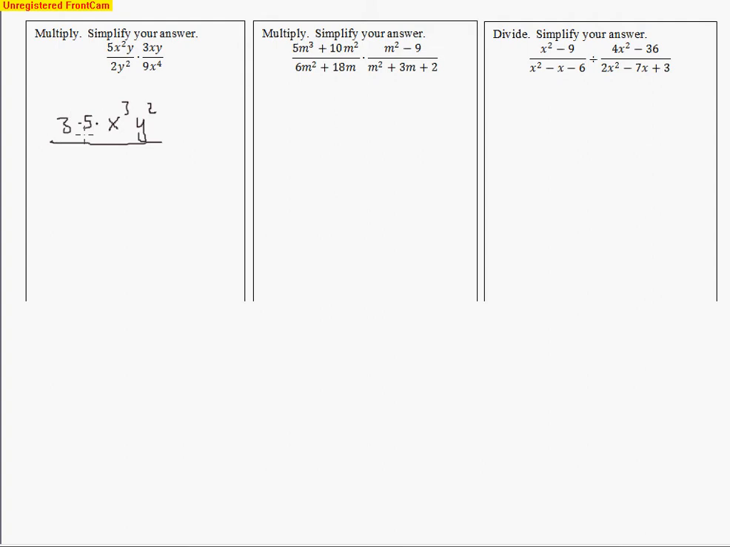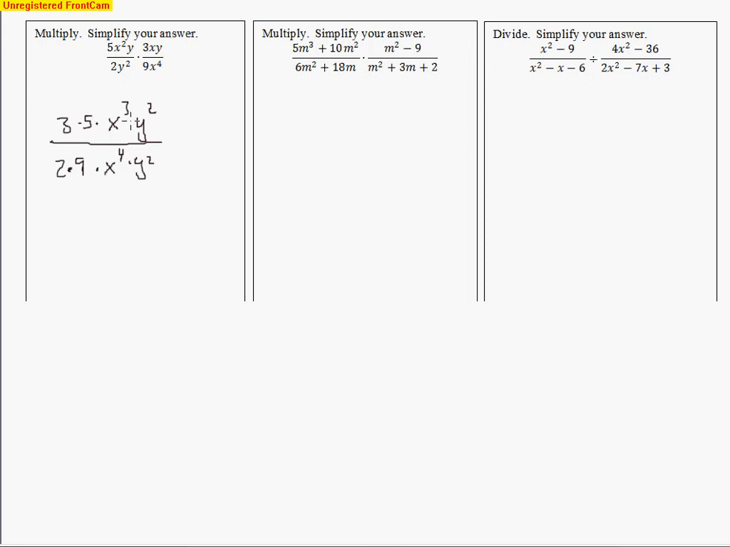Now down below, rewrite the two coefficients, 2 and 9. Don't multiply them, because then the reducing becomes a little bit more difficult. And then write the x's, and then write the y's. And so now go ahead and cancel.